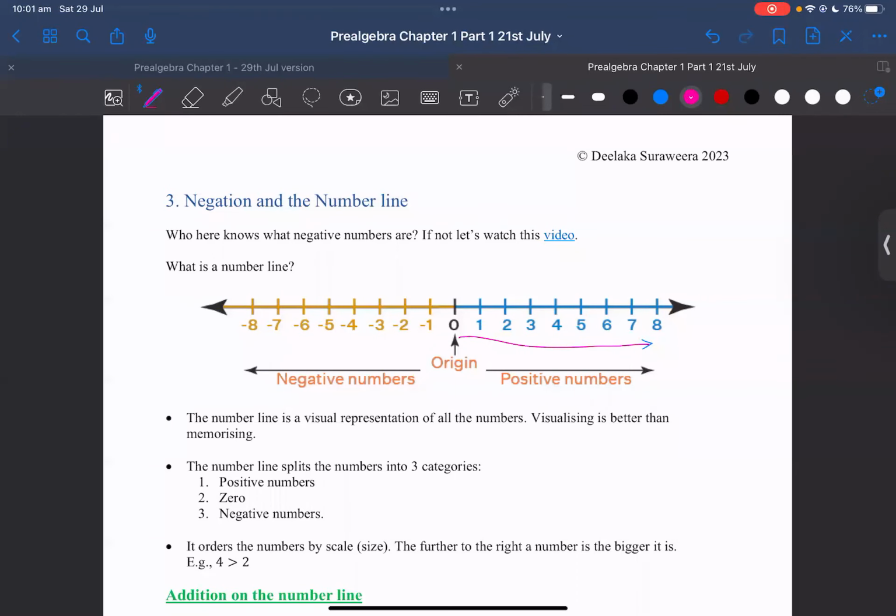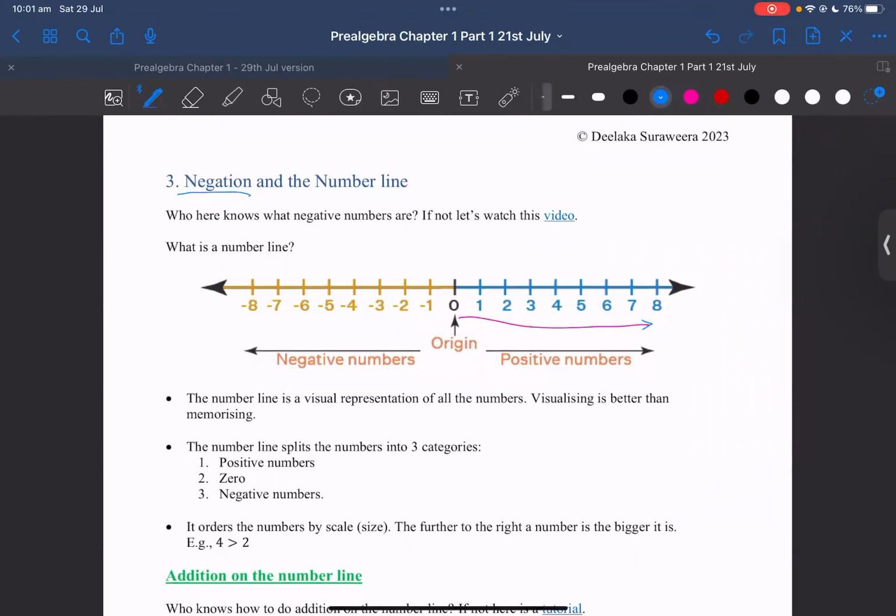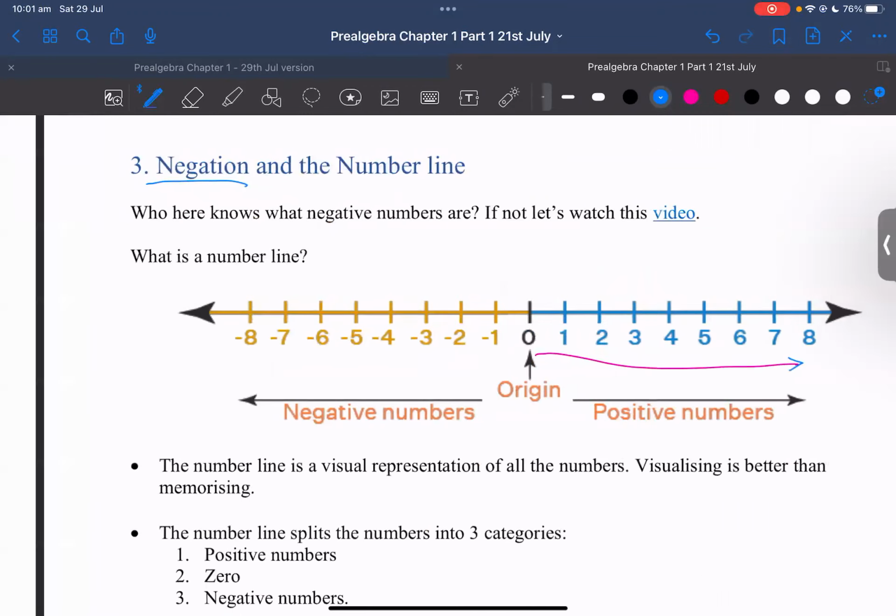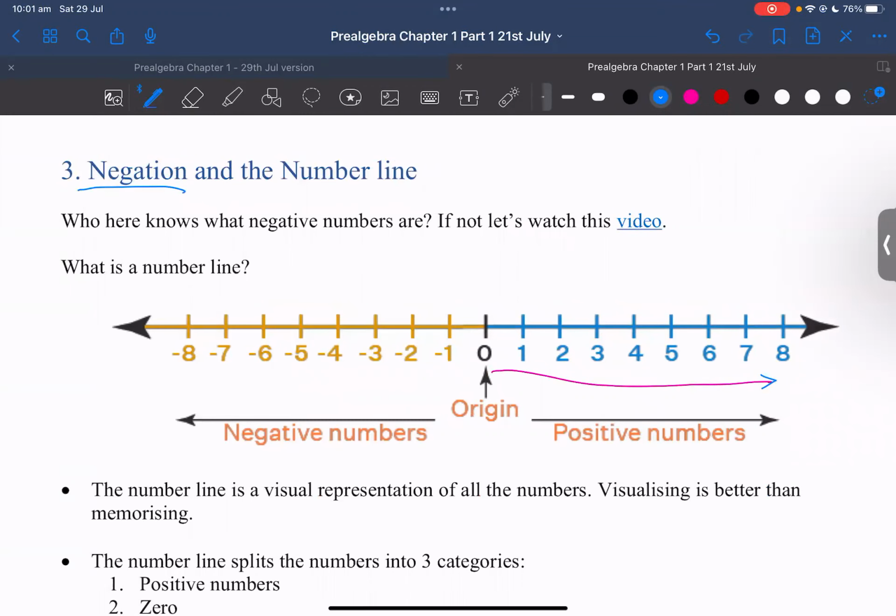So negation is a slightly different idea that we'll talk about now. First of all, what is a number line? It's just a visualization of all of the numbers, all the numbers so far, at least. We have 0, all the positive numbers on the right side of 0, and all of the negative numbers to the left of 0. So it's the yellow side here, right?